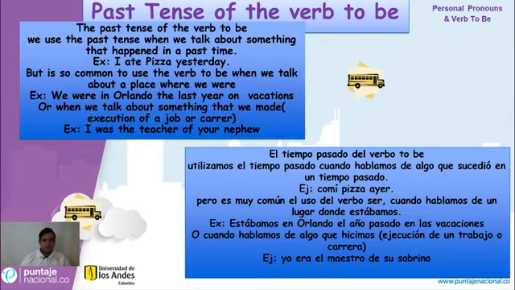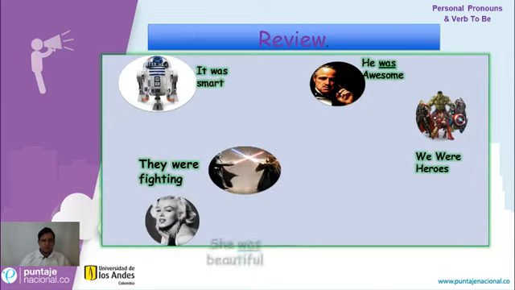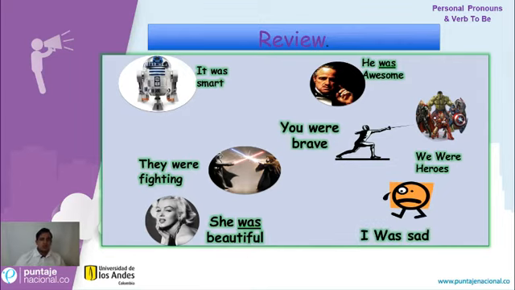Okay? Let's go. Here we have the review. Okay, here you remember the tab in the first pictures. We have the personal pronouns and the verb to be in past. Here you have, what is the first person in singular? First person in singular is I. And the verb to be in past is was. So the sentence is, I was sad.